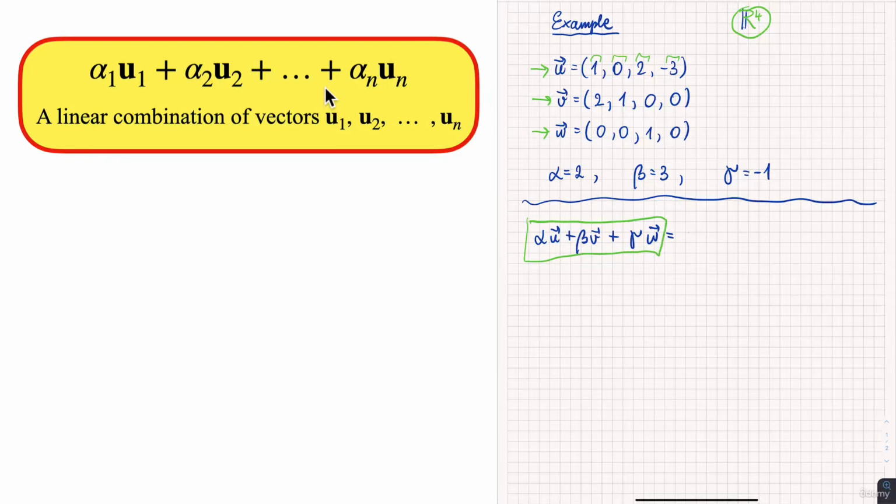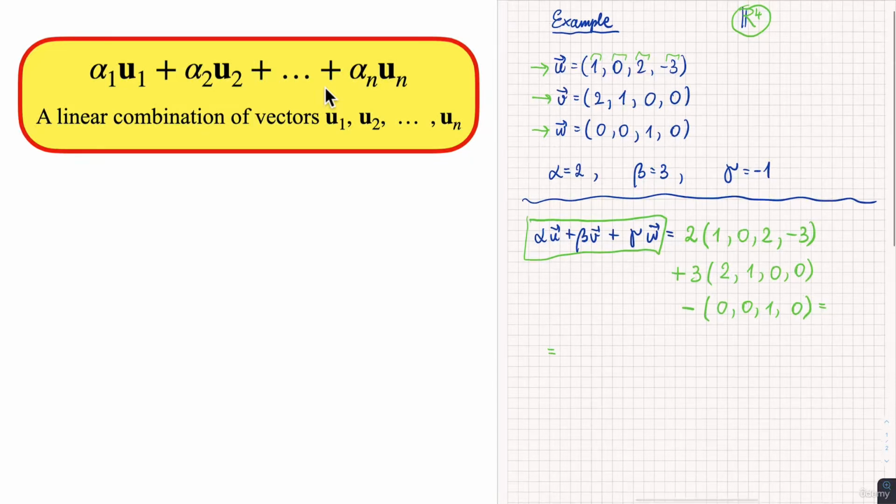What is alpha? Alpha is 2, u is 1, 0, 2, -3. So now I am done with this first term, alpha u. Then I have to add beta. Beta is equal to 3 times vector v. Vector v is 2, 1, 0, 0. And at the end I have to add gamma w. Gamma is equal to -1, so it will be minus vector w. It is 0, 0, 1, 0. And now I'm actually almost done.